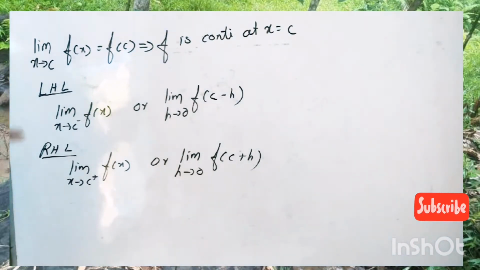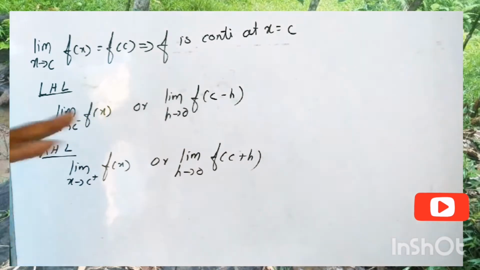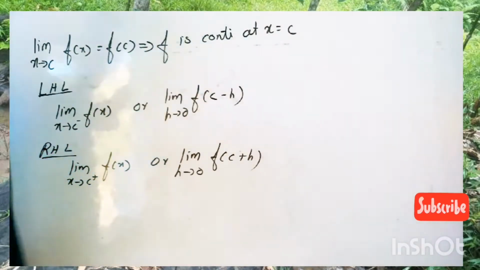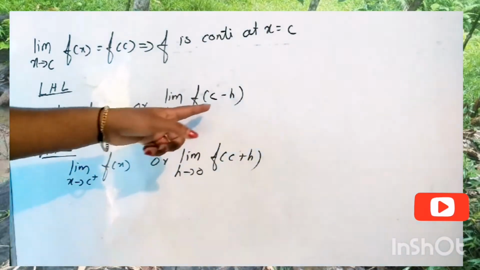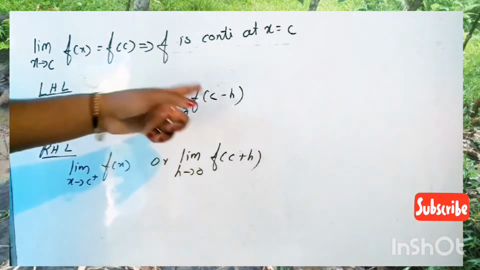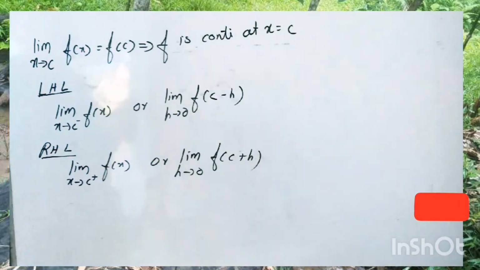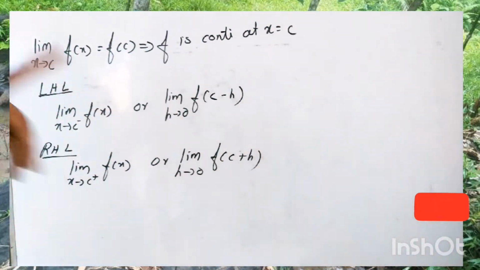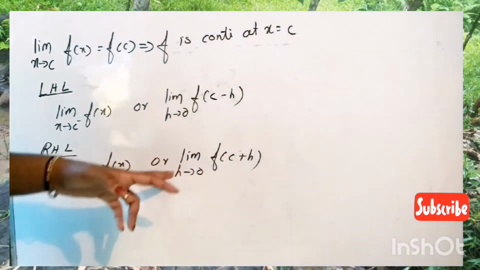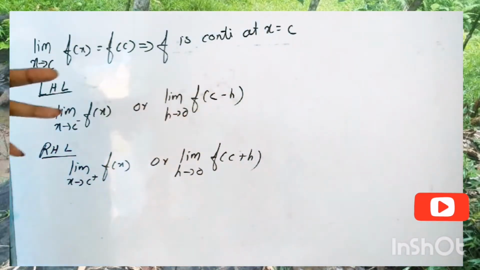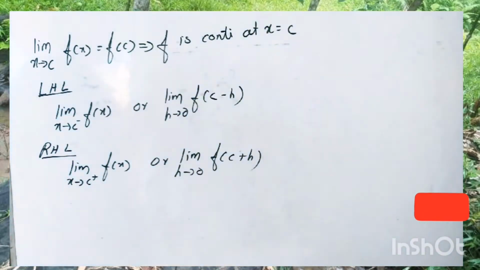And the left hand limit is limit x tends to c minus f of x. Or we have one more definition for this left hand limit, that is limit h tends to 0 f of c minus h. If you are checking the left hand limit at c, then that is limit h tends to 0 f of c minus h. And the right hand limit is limit x tends to c plus f of x, or the right hand limit at c is limit h tends to 0 f of c plus h. We will use these two definitions in our problems.